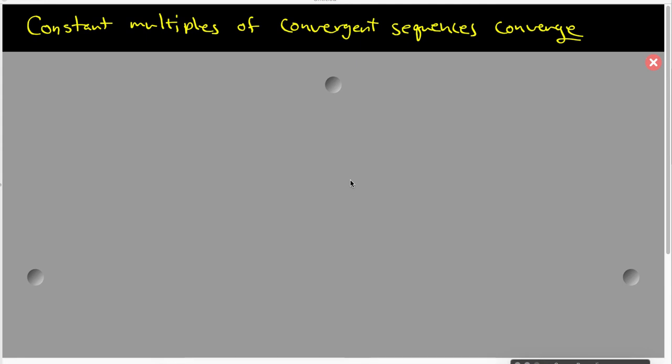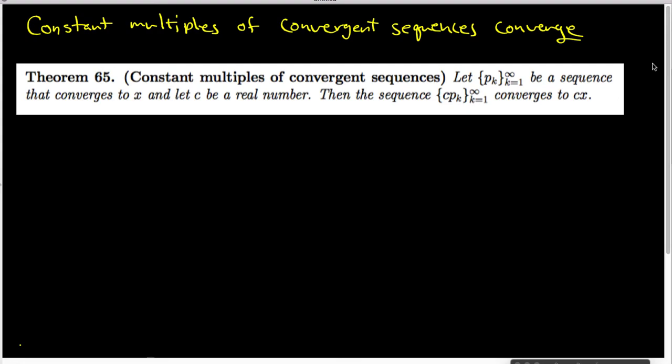In this video, we're going to look at constant multiples of convergent sequences and find out that a constant multiple of a convergent sequence is itself a convergent sequence. The authors of our text state this as Theorem 65. You should copy Theorem 65 into your notes carefully and then restart the video.